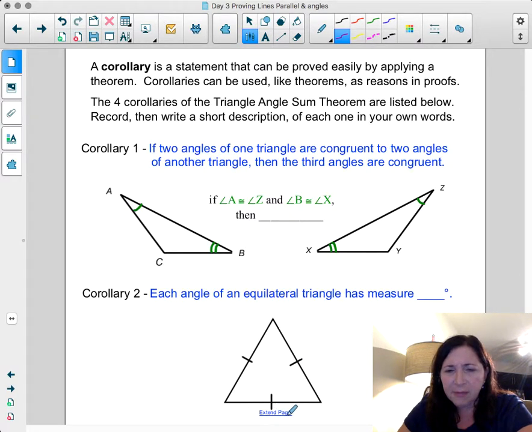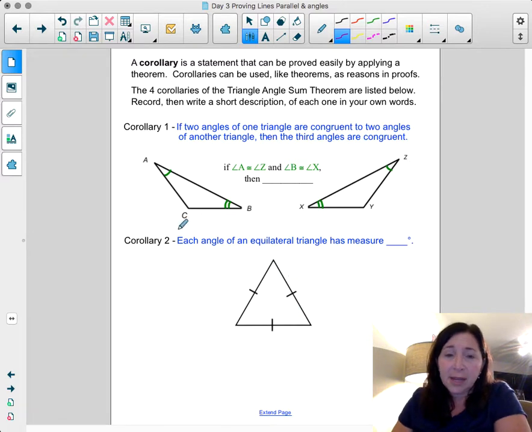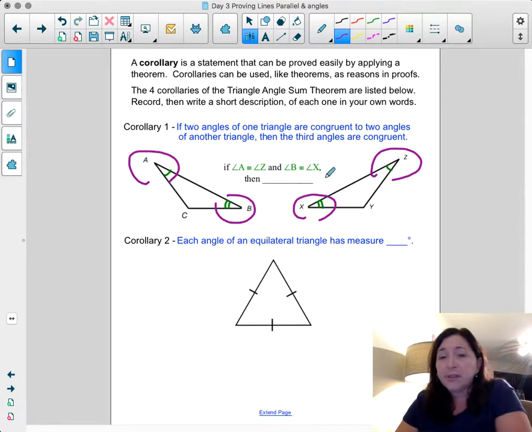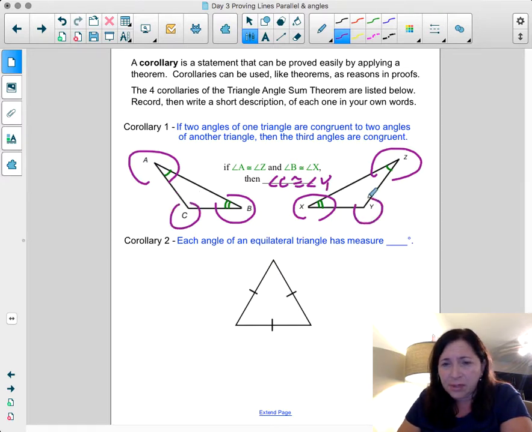In addition to that, we have a few more theorems and corollaries that need to be discussed. One of them states that if I have a triangle with two angles that are congruent to two angles in another triangle, so this angle here is congruent to this angle here, angle A is congruent to angle Z, then the third angle, which is angle C, is going to be congruent to angle Y. Meaning this angle is going to be congruent to this.